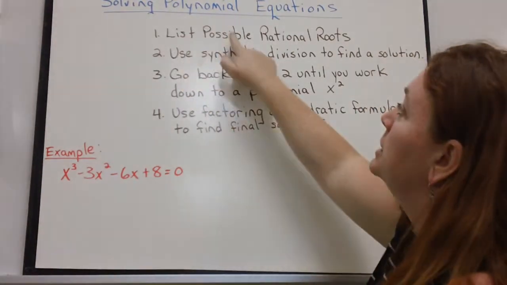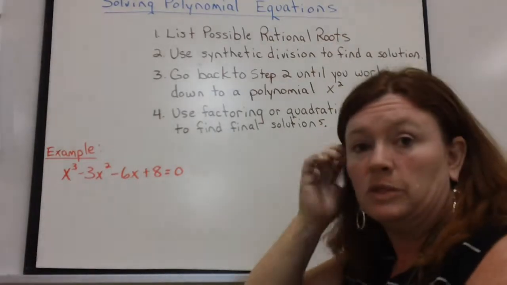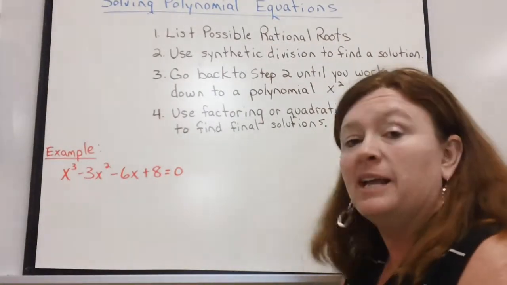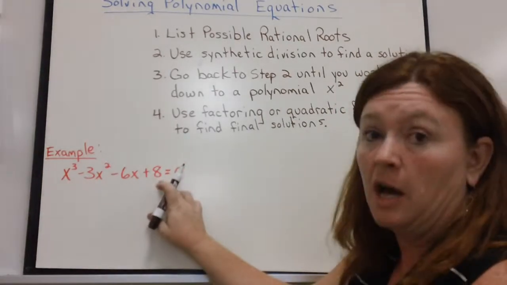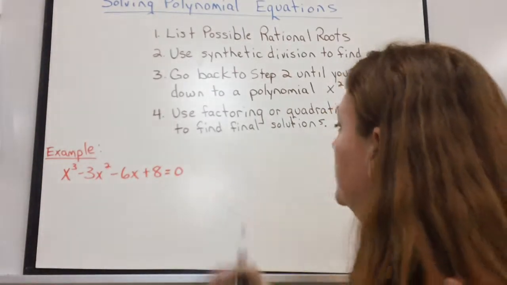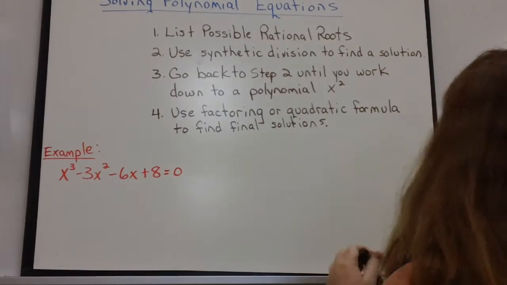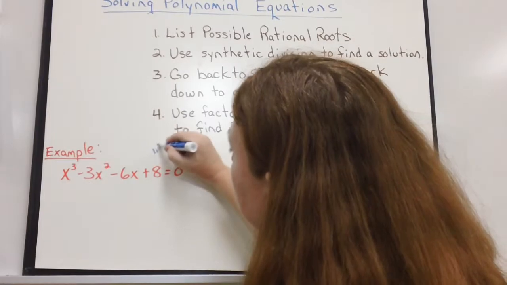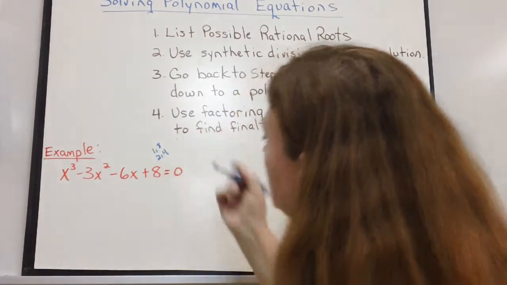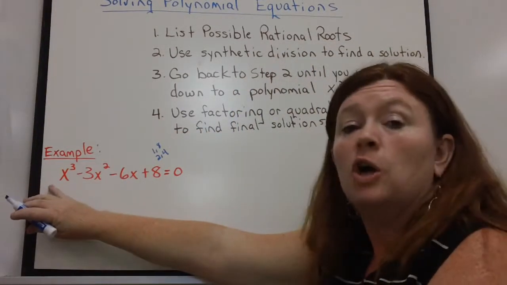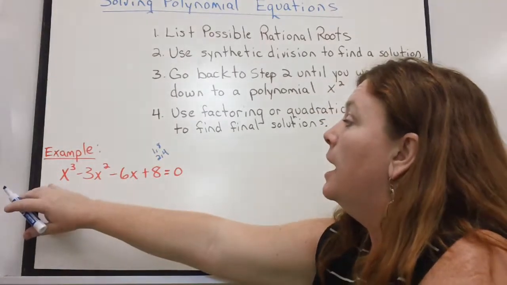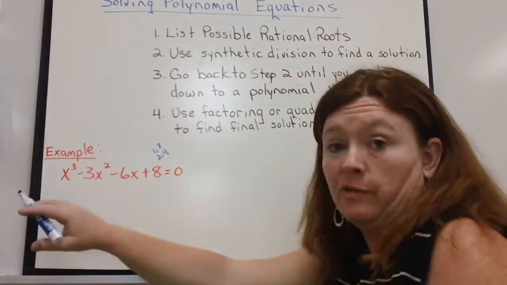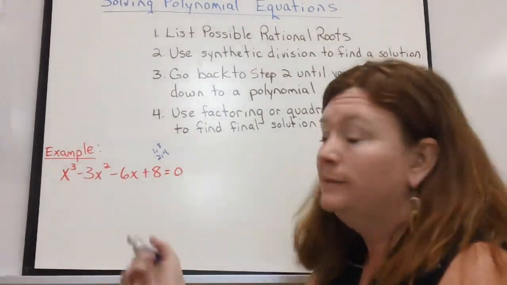Step 1, list all the possible rational roots. Now, we've already talked about possible rational roots, and that would be to take the factors of the constant, in this case it's 8, and let me use a different color. I'll use blue. The factors of 8 are 1 times 8 and 2 times 4. And then I'm going to put those over, make fractions, of the factors of the constant over the factors of the leading coefficient. Well, the factors of 1 are 1 and 1.